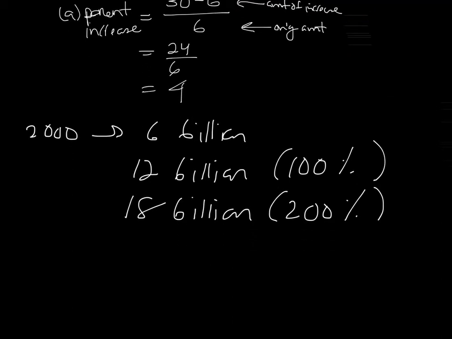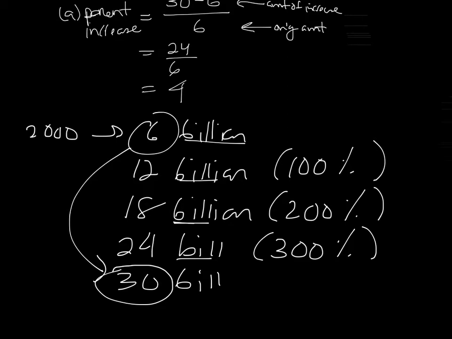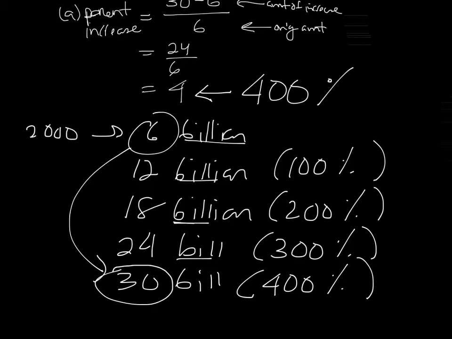And again, hopefully you're seeing the pattern here. If you add 6 more, it'd be 24. And that's billion, that's not a 6. That would be 300%. But again, it went from 6 billion and it increased all the way to 30 billion. That's a really big jump. So it's going to be 400%. Okay, so this guy is really 400% increase. So we say the projected percent increase in world population is 400%.